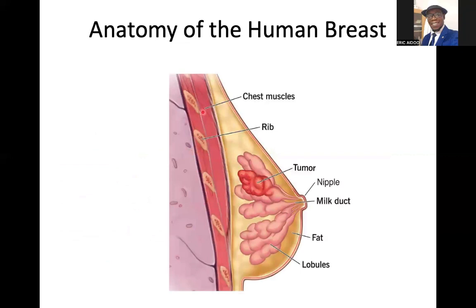Again, this is a side view with the chest muscles, the pectoralis muscles, there. That's the rib with the intercostal muscles as well. Then you have the nipple there, milk duct, the fat, and then lobes. Then, unfortunately, this interesting structure can also develop some tumors that become problematic. All right, and the earlier it is removed, the better for the person.